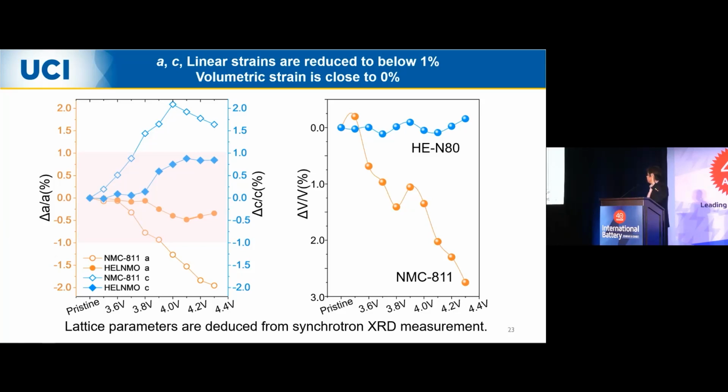And also, if you look at the delta a versus a and the delta c versus c, and compare it to the baseline, which is the A11, we can suppress the a contraction and c expansion by at least a factor of 2. And both of them are below 1%, right? Because of that, I can definitely call this material a zero-strain material.